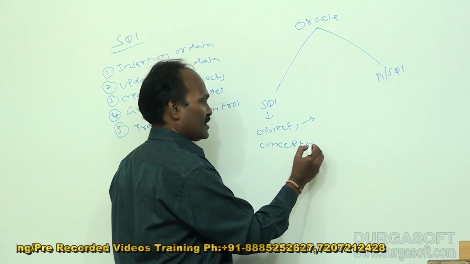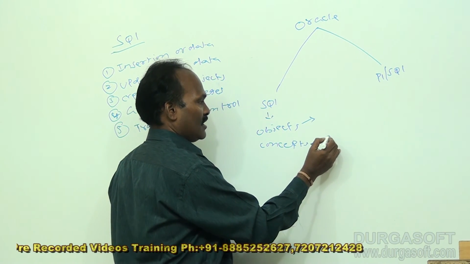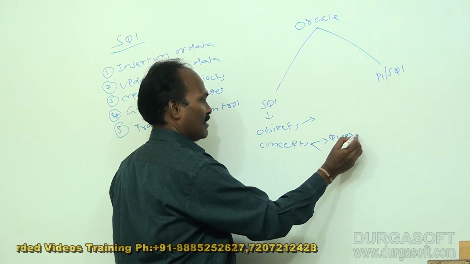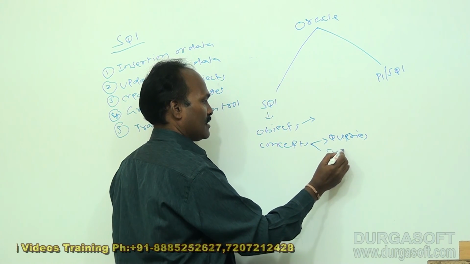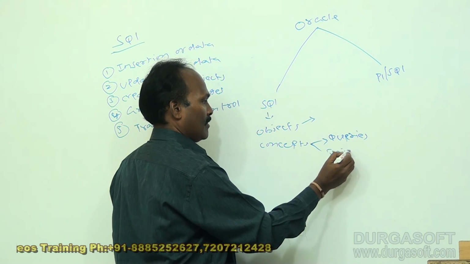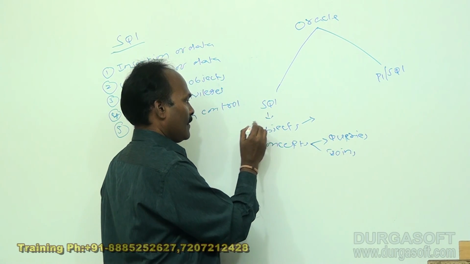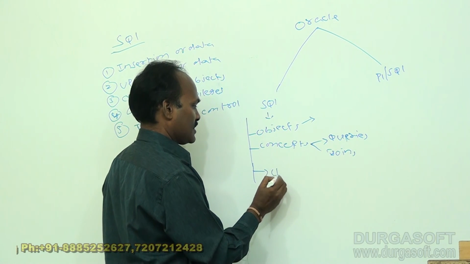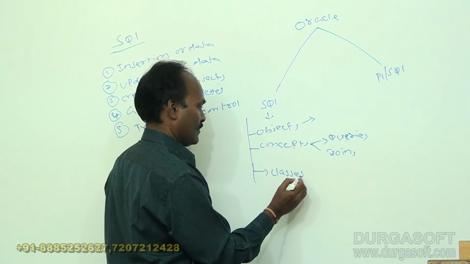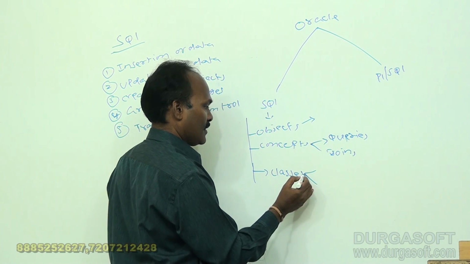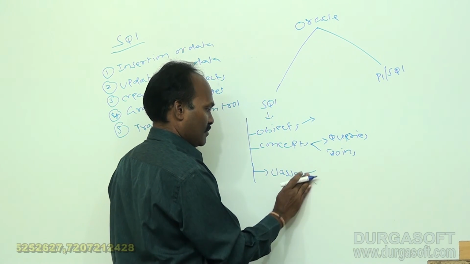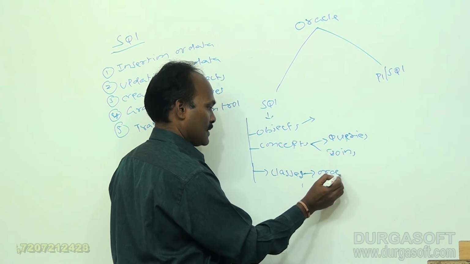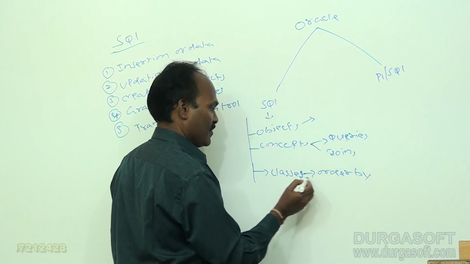Concepts are used for writing queries, joins, and we can also say clauses. These are the clauses used in Oracle, like order by clause, distinct clause.